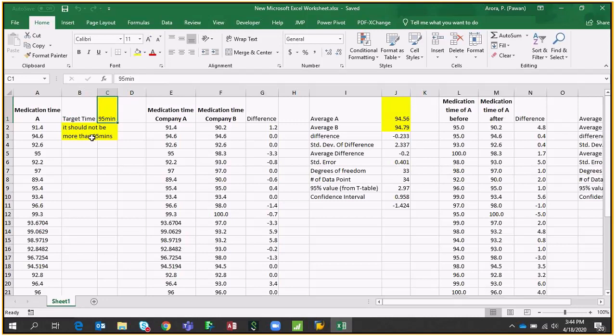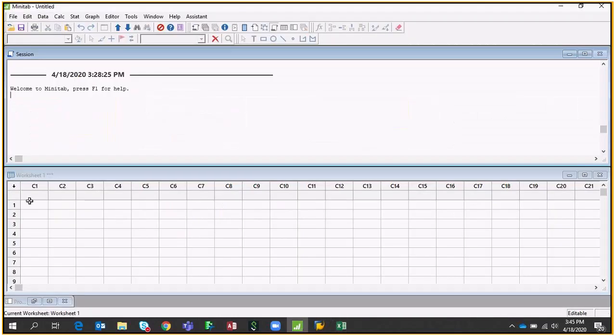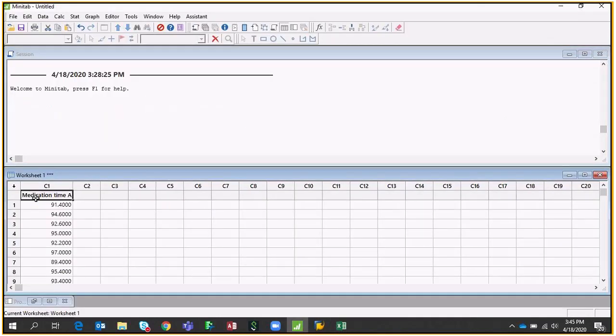If you know the population standard deviation as well, then you can use a one sample Z-test. Let me copy this and paste it directly into Minitab. What we are doing is checking whether the average medication time is greater than 95 or not, because our target is that it should not be more than 95. If it is greater than 95, it means this medicine is not so good or not relevant. So how do we check that?